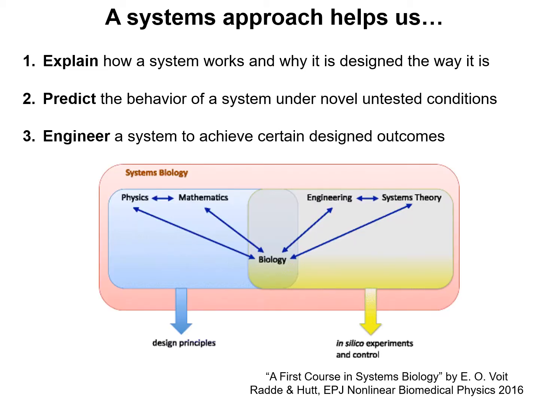Therefore, the field of systems biology borrows tools both from physics and mathematics in terms of identifying the design principles of specific biological systems, as well as from engineering and systems theory in terms of constructing circuits which can eventually be used to achieve specific outcomes. And of course, all this information is coming from different biological systems. Therefore, as I said earlier, systems biology sits at the fence of science and engineering.